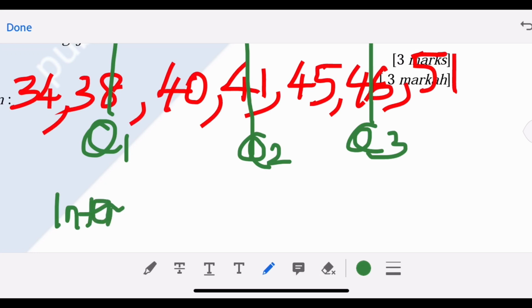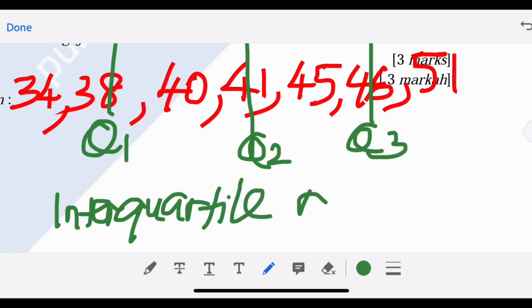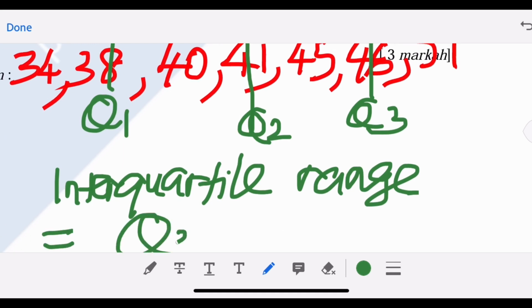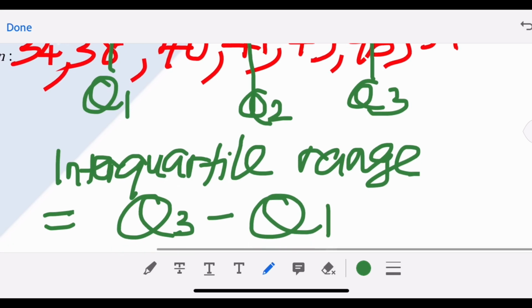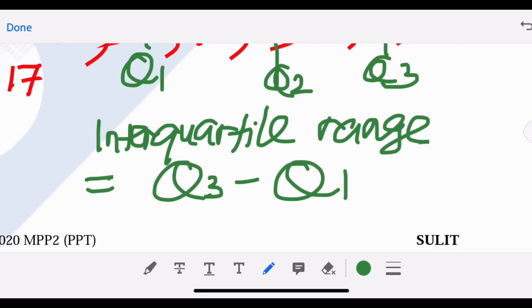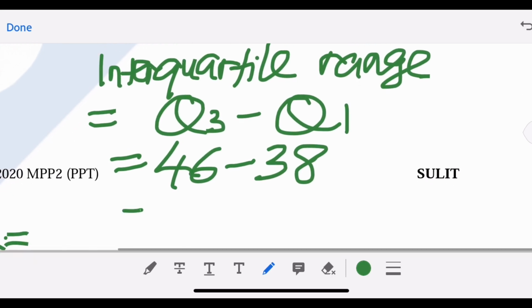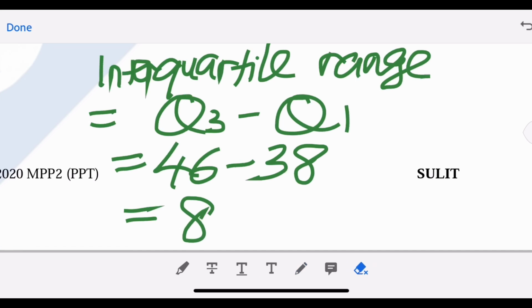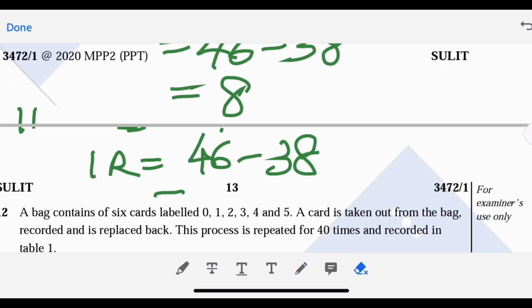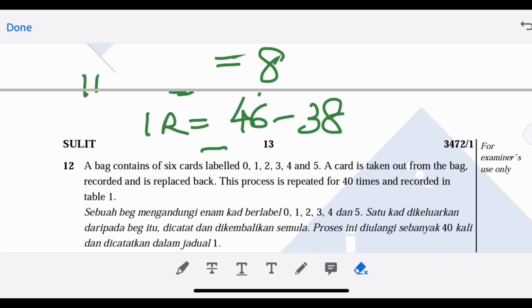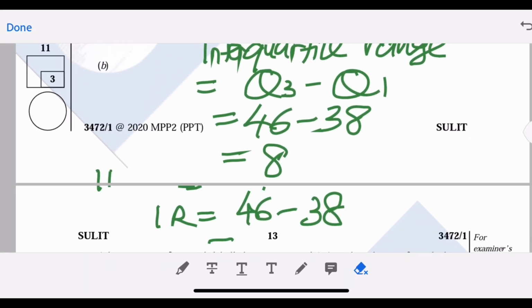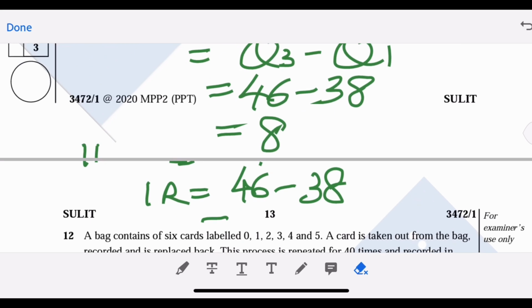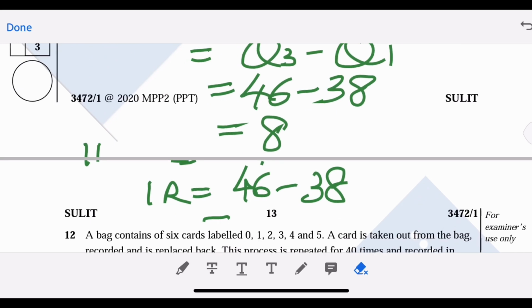The first quartile is actually 38, and Q3 is 46. The interquartile range is defined as Q3 minus Q1, so we just find the difference between them. 46 minus 38, so the interquartile range for the mass of the students is 8.